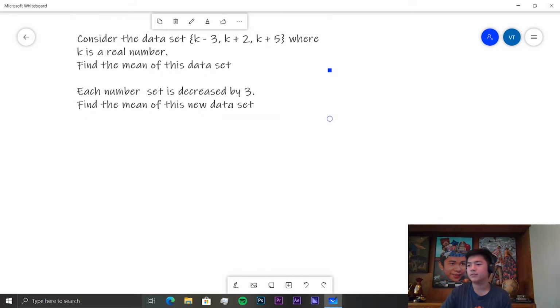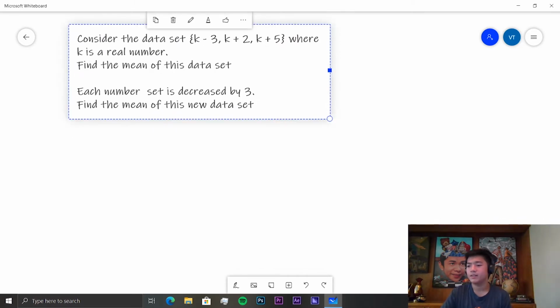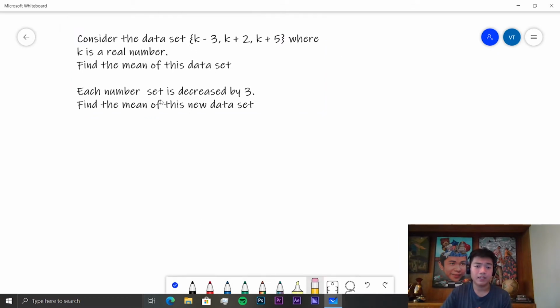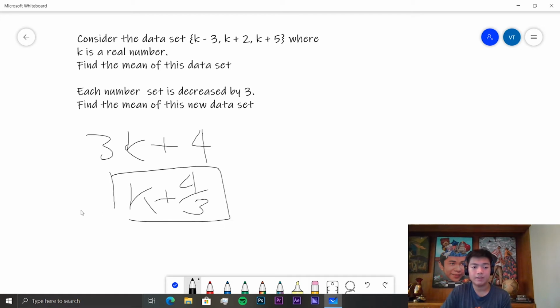This isn't even a cumulative frequency question. I don't know why this is here. Find the mean of this data set: add up all 3, divide by 3. So we have 3k plus 2 plus 5 is 7, minus 3 is 4. So we have k plus 4/3 as the mean. If each number is decreased by 3, that means the mean also decreases by 3. So the new mean would be k plus 4/3 minus 3, which is equal to k minus 5/3.